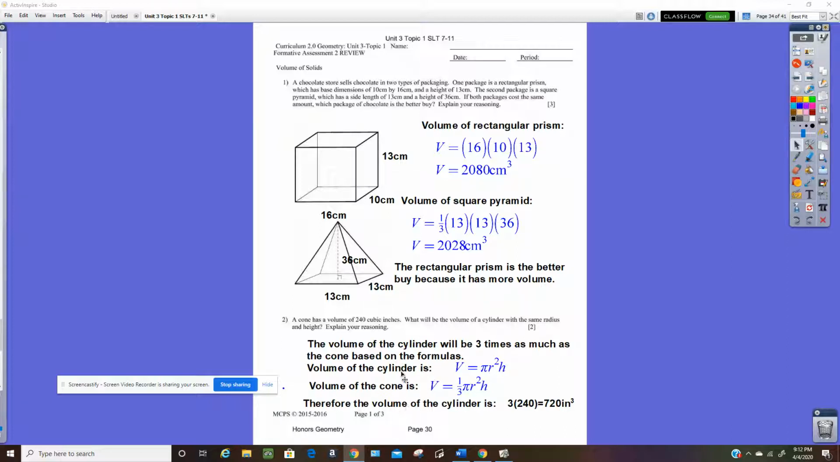So therefore, if the cone is 240 cubic inches, then the cylinder would be 3 times 240, or 720 cubic inches.